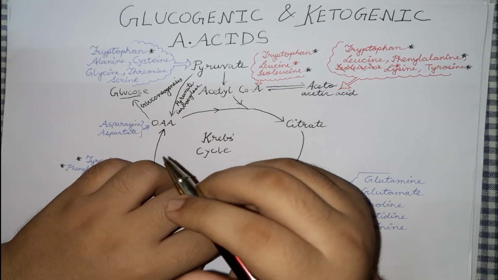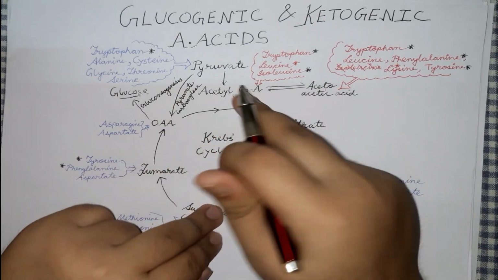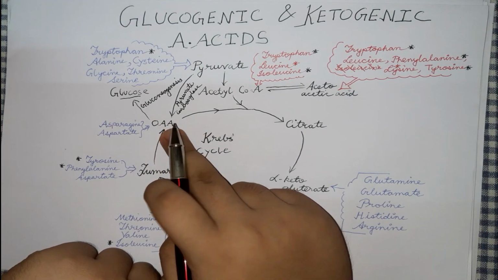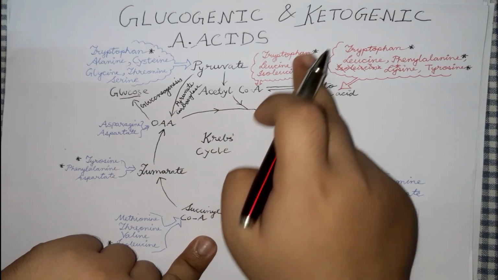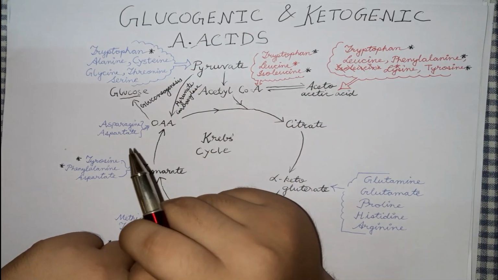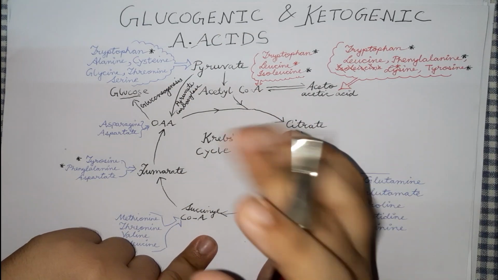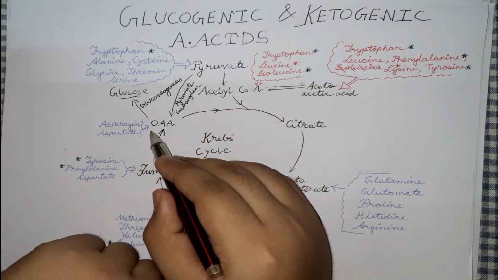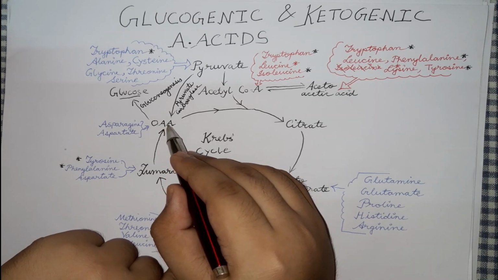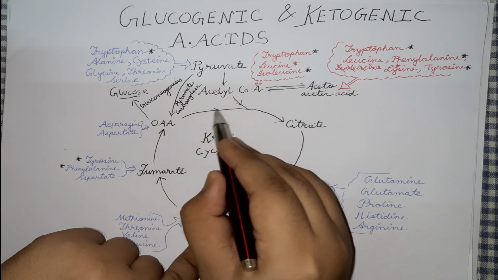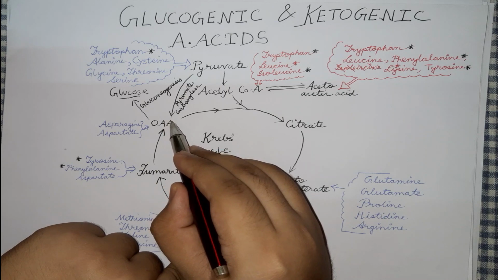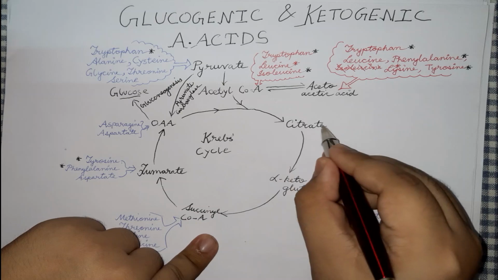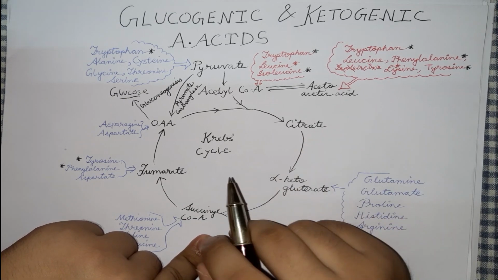But a question arises. Acetyl-CoA can also ultimately lead to the formation of oxaloacetic acid, and that to glucose. So why are these amino acids not glucogenic as well? Very simple answer. You see, from acetyl-CoA we cannot get oxaloacetic acid without first using up a molecule of oxaloacetic acid to form a molecule of citrate. That is the reason I have actually listed citrate in this cycle.